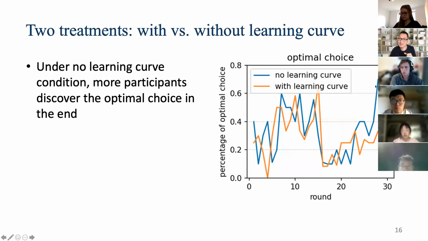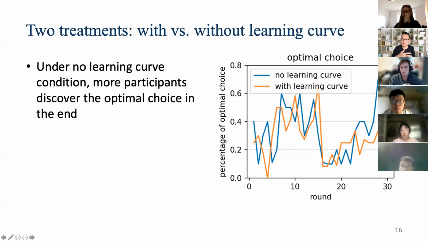I did not test statistical significance. It's just to show you this tendency, right? So there is a tendency that when you have this learning curve, you are more likely to stick to the corresponding alternative that you have chosen before.